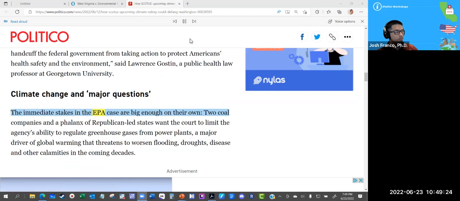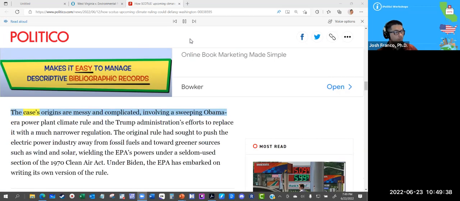The immediate stakes in the EPA case are big enough on their own. Two coal companies and a phalanx of Republican-led states want the court to limit the agency's ability to regulate greenhouse gases from power plants, a major driver of global warming that threatens to worsen flooding, droughts, disease, and other calamities in the coming decades. The case's origins are messy and complicated, involving a sweeping Obama-era power plant climate rule and the Trump administration's efforts to replace it with a much narrower regulation. The original rule had sought to push the electric power industry away from fossil fuels and toward greener sources such as wind and solar, wielding the EPA's powers under a seldom-used section of the 1970 Clean Air Act. Under Biden, the EPA has embarked on writing its own version of the rule.